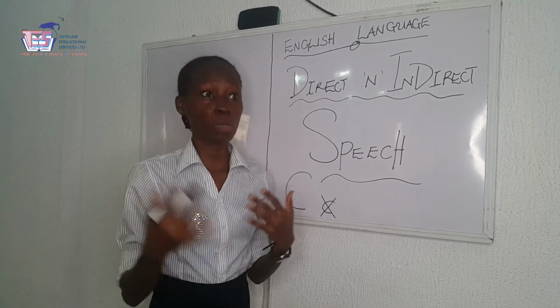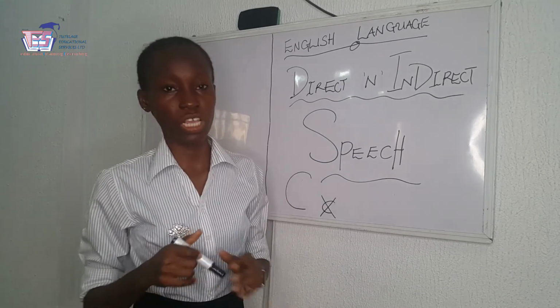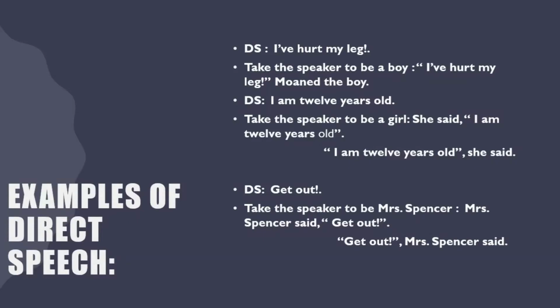And now I bring you to some examples of direct speech. Okay, our first example now on direct speech is the sentence says, "I have hurt my leg." So take the speaker of the speech to be a boy. "I have hurt my leg," the boy moaned. That's how it is. It's so direct, so plain, and nothing changes. The verb tense, my, hurt, didn't change.